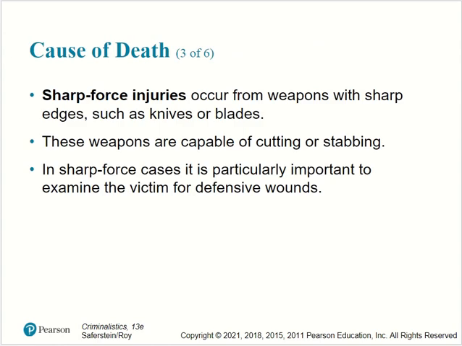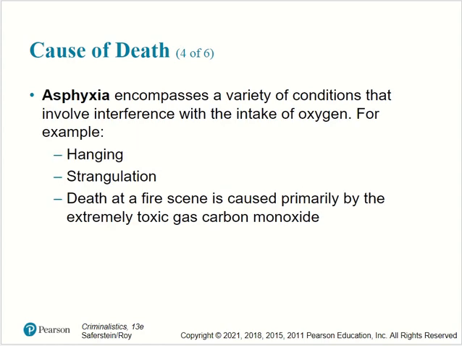Sharp force injuries occur from weapons with sharp edges, such as knives or blades. These weapons are capable of cutting or stabbing. In sharp force cases, it is particularly important to examine the victim for defensive wounds. Asphyxiation encompasses a variety of conditions that involve interference with the intake of oxygen. For example, hanging, strangulation, and death at a fire scene, which is caused primarily by the extremely toxic gas carbon monoxide.